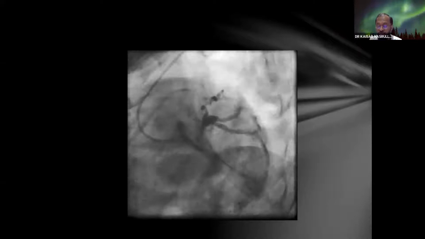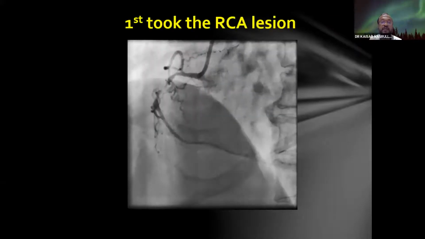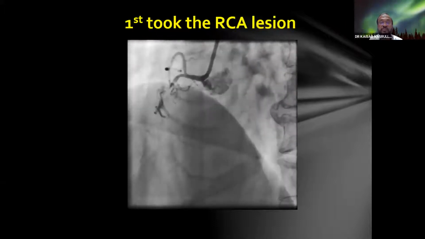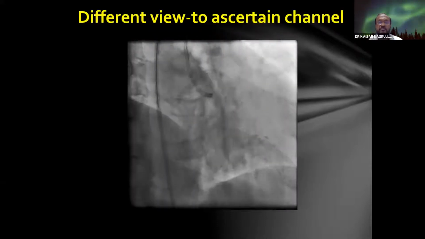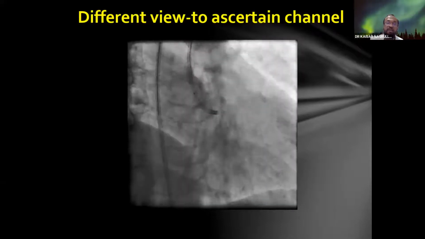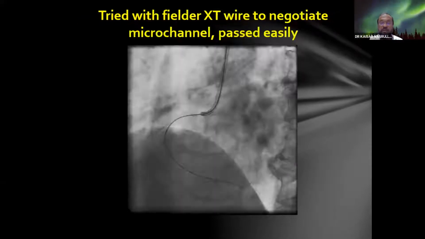So always you have to take orthogonal views, different views, to ascertain the lesions. Now I started with the RCA CTO. There seems to be a micro channel, so I took different views to see which channel I should probe. Then I took a Fielder XT wire, just slid it, and it goes very smoothly with microcatheter support.